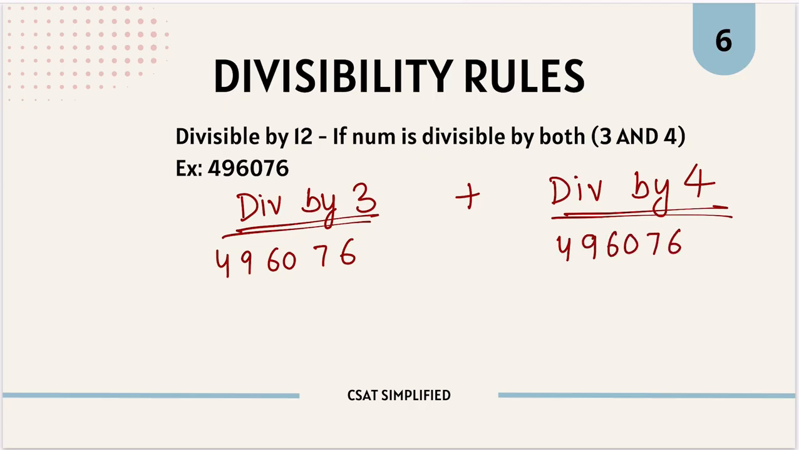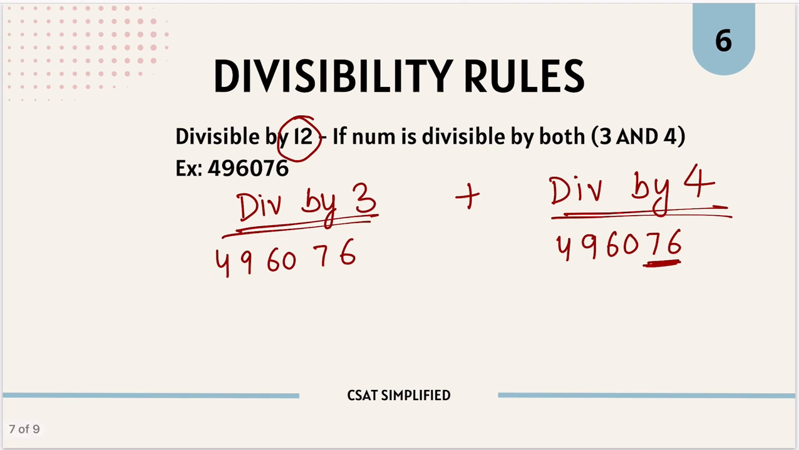For 496076, the divisibility rule of 4 says that you have to check the last two digits. If the last two digits are divisible by 4, you need a yes on both sides. It has to be divisible by 3 and by 4 for it to be completely divisible by 12. Correct? If that is the case, then yes, otherwise it will not be divisible.